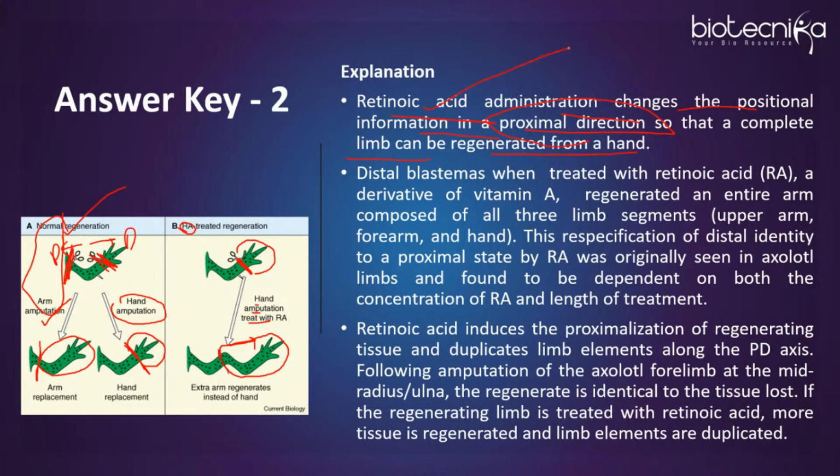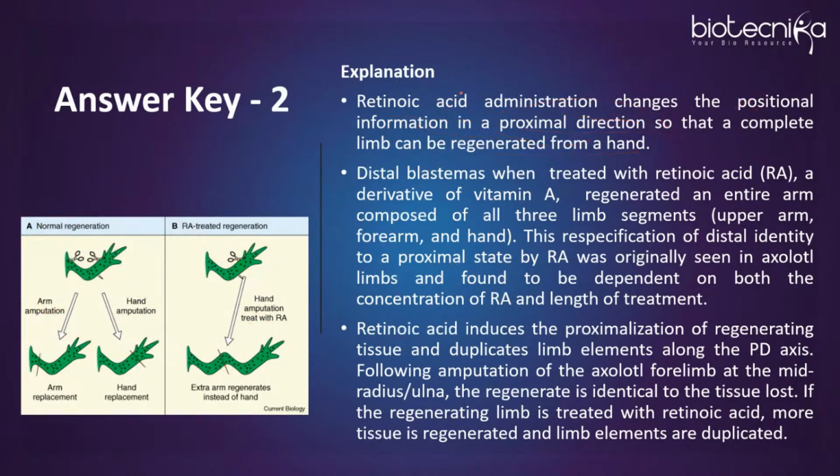Basically, retinoic acid changes the positional information. If you don't put any RA and you cut here, the cells automatically get some signals of regeneration, and they know that from here only the hand part will regenerate. But when you put retinoic acid here, the cells will think that this is the proximal part of the body, so they will start forming from the proximal part. So basically this is a distal part.